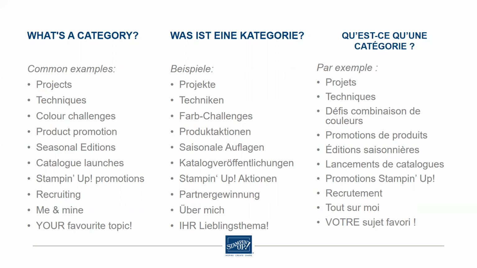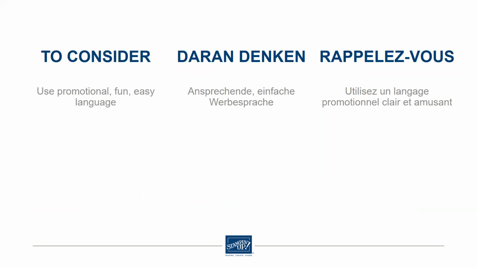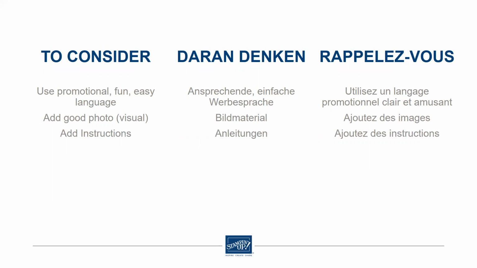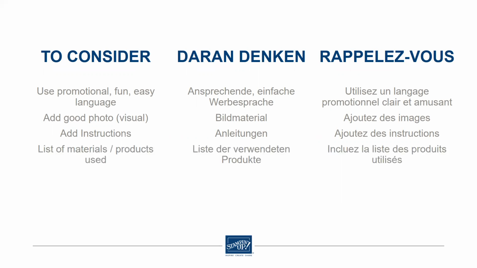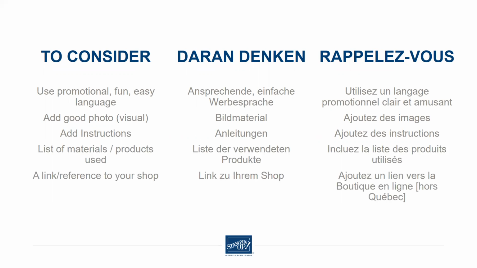So as a bit of a recap, to any post, to most posts, consider a fun, easy to read and understand promotional text. A good photo or two. Maybe offer some instructions, especially for 3D projects. This could be a separate link to somewhere else on your blog, to previous posts perhaps. Definitely include a list of materials and products used if you're describing a project you've made. And definitely add that link or reference to your shop. Remember, we're always converting visitors to customers. Now that is a must.